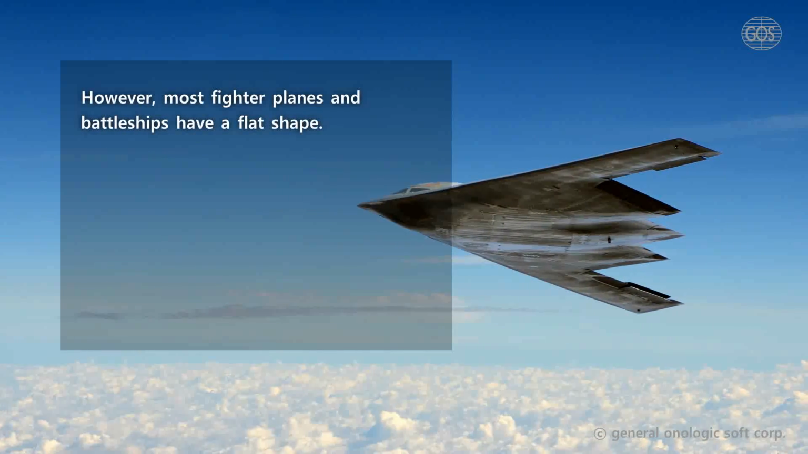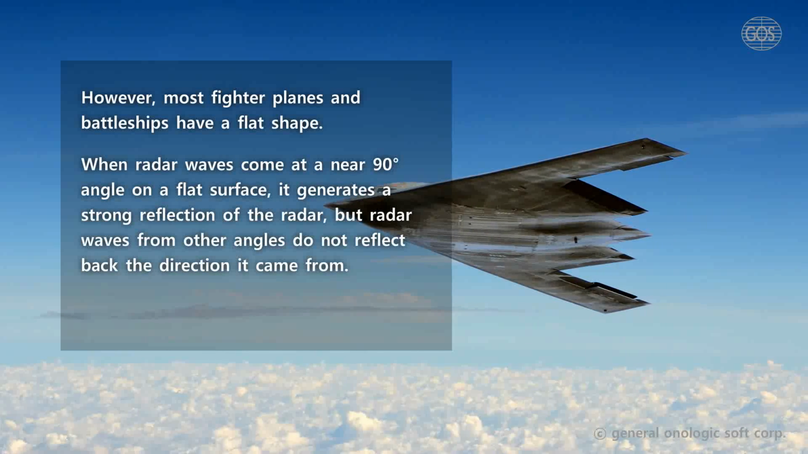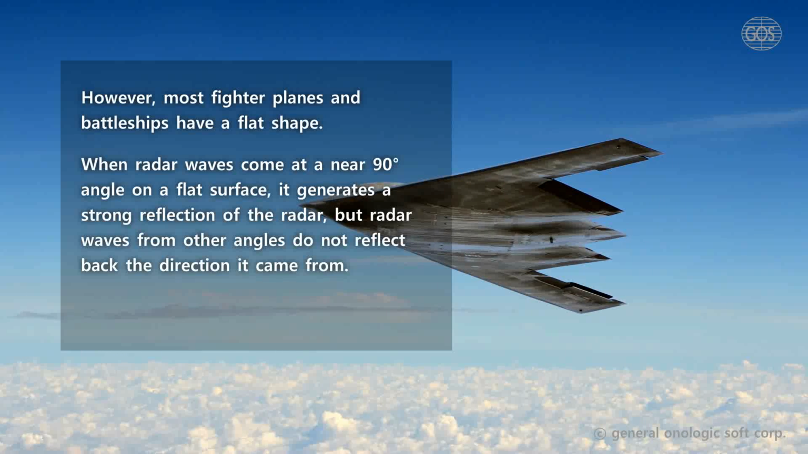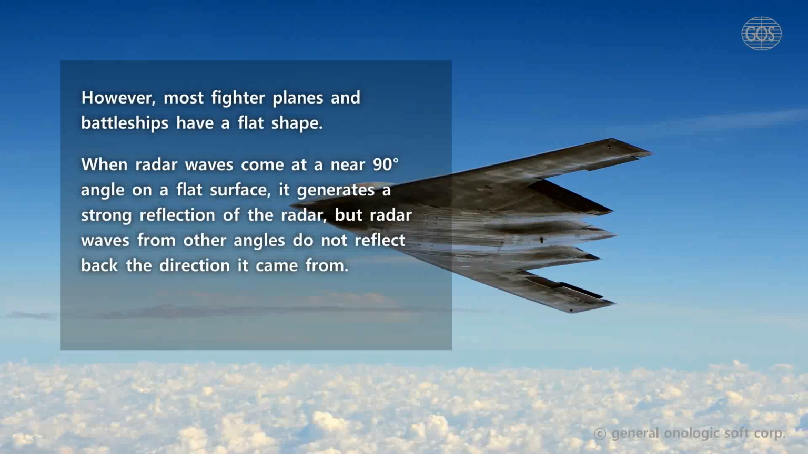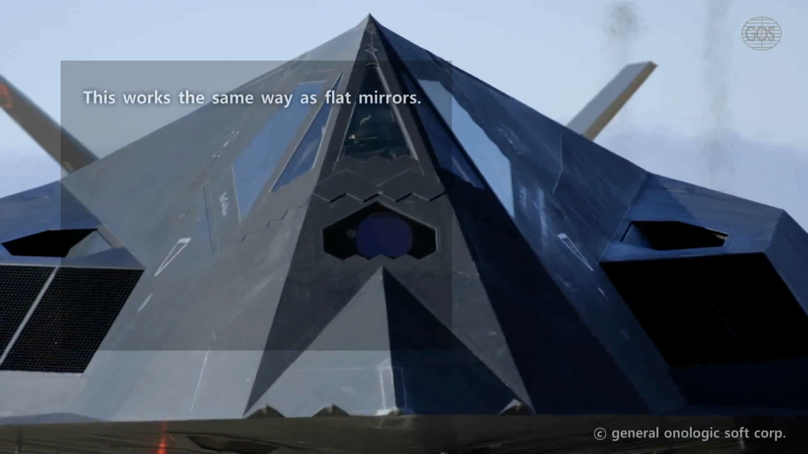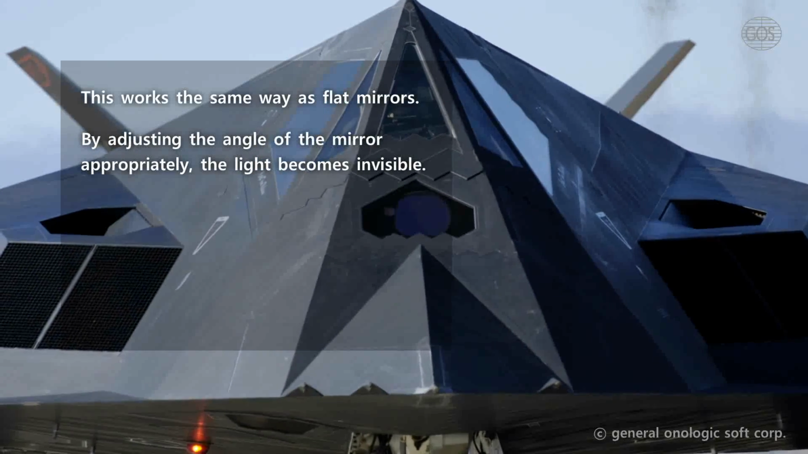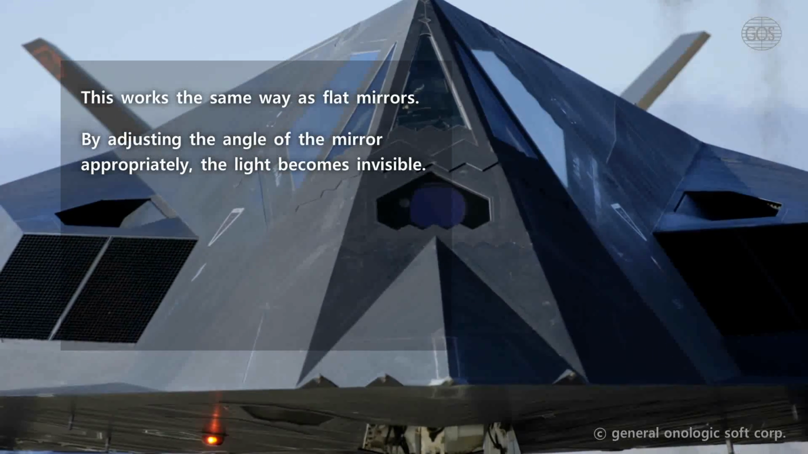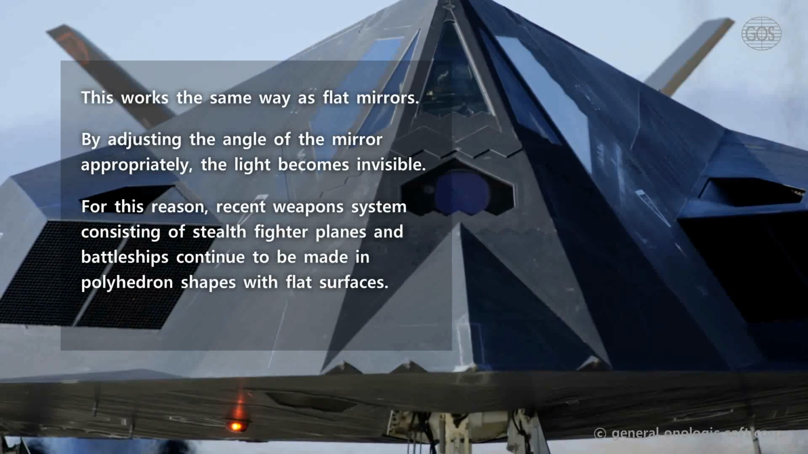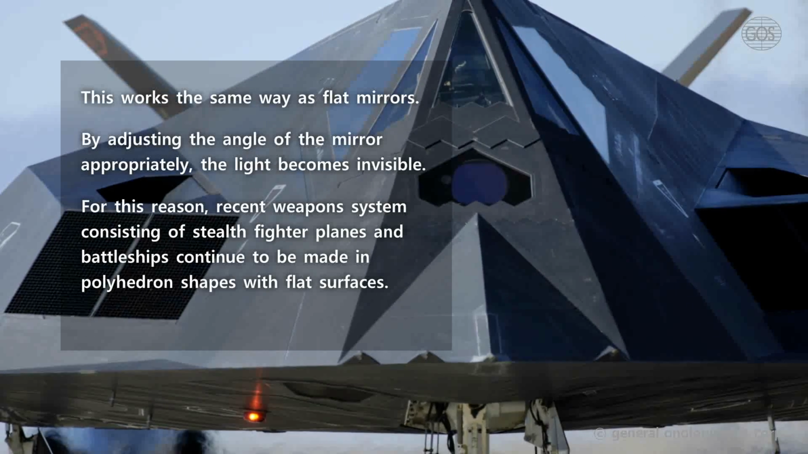However, most fighter planes and battleships have a flat shape. When radar waves come at a near 90-degree angle on a flat surface, it generates a strong reflection of the radar, but radar waves from other angles do not reflect back the direction it came from. This works the same way as flat mirrors. By adjusting the angle of the mirror appropriately, the light becomes invisible. For this reason, recent weapon systems consisting of stealth fighter planes and battleships continue to be made in polyhedron shapes with flat surfaces.